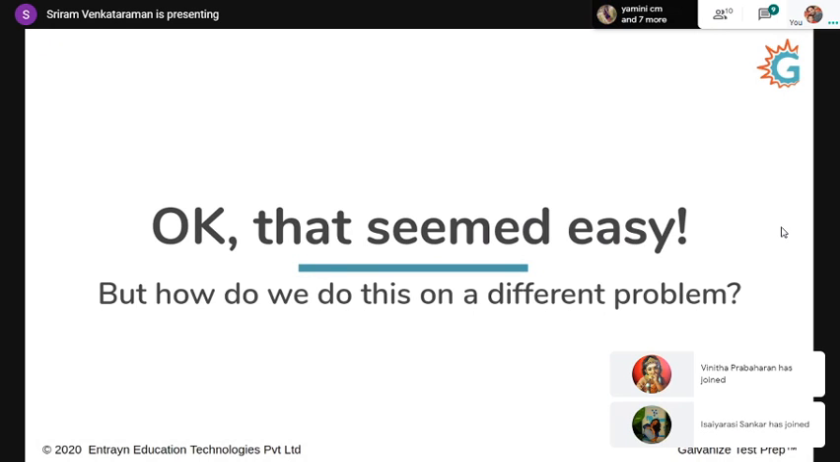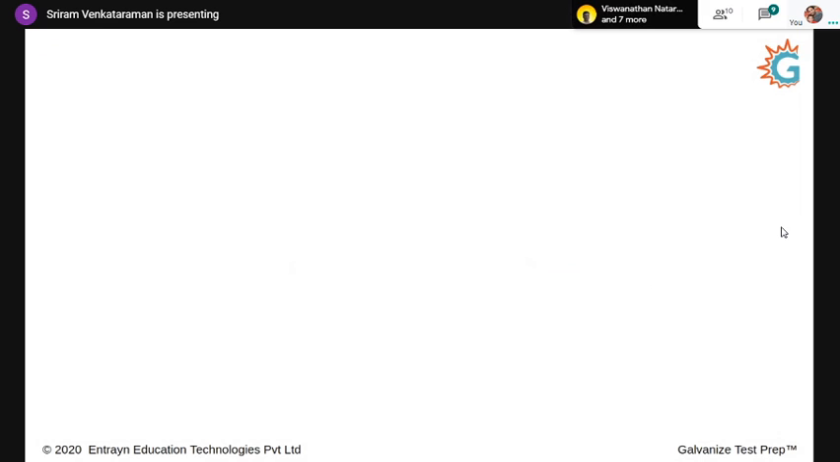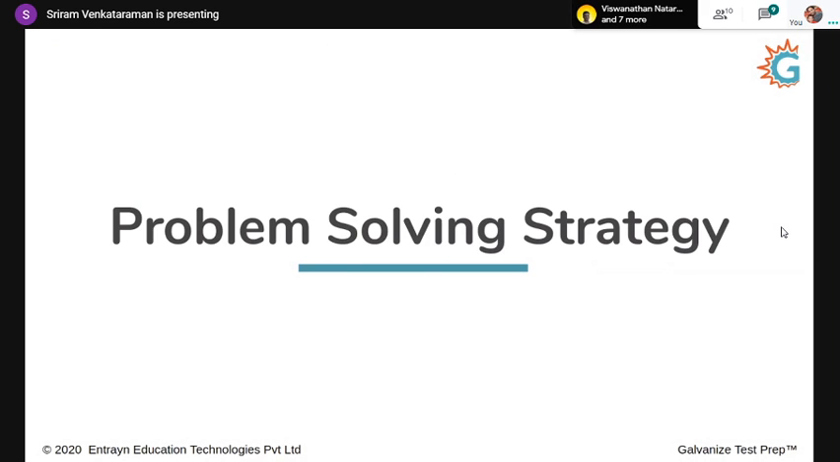Seems quite easy. But how do we extrapolate this, or how do we take this idea and do it on a different problem? Right? Because each problem is going to be different and has its own strategy. You can't apply the same strategy on some other question and expect it to work. So is there something that we can learn that we can apply on any problem? That is what we call at Galvanize the problem solving strategy.